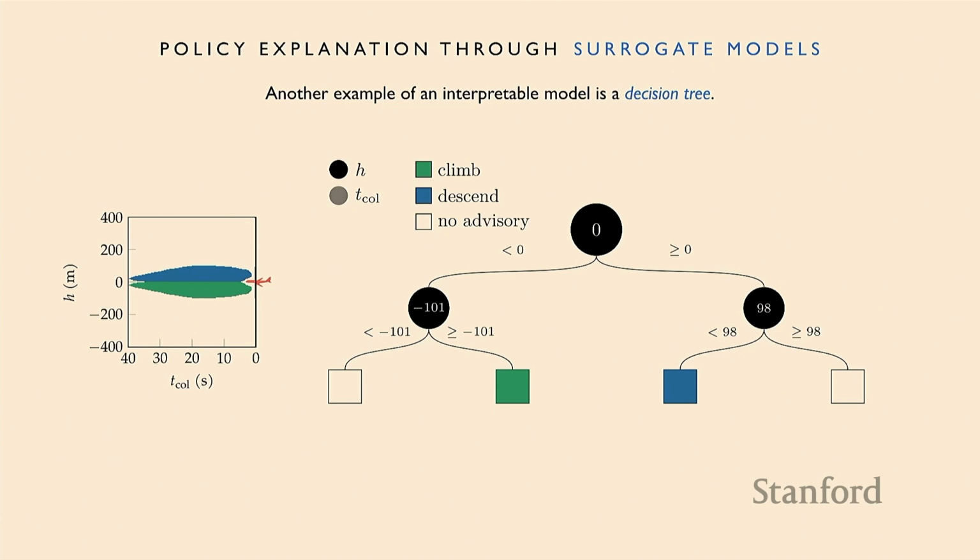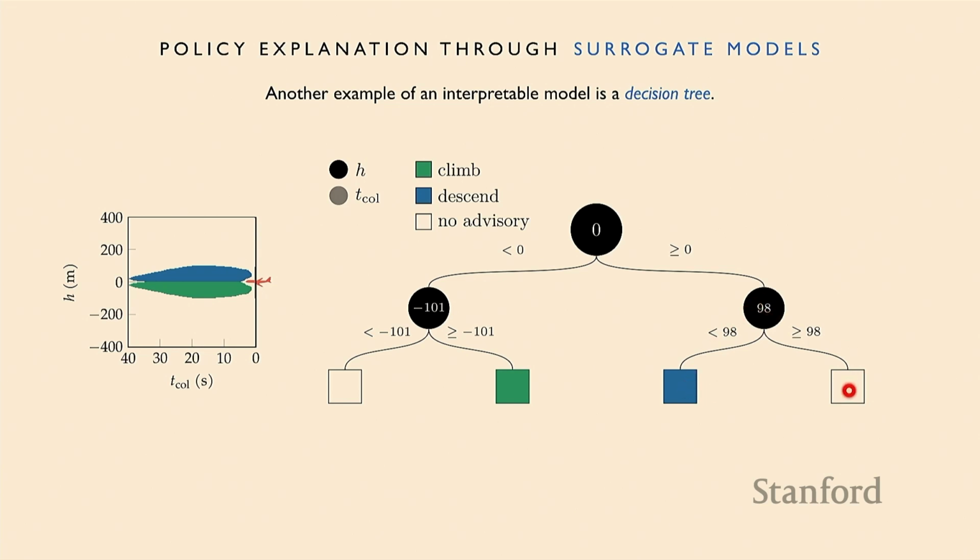Okay, so basically we've trained a decision tree to approximate this policy, and what this decision tree is showing is that all the black nodes indicate a split on the relative altitude dimension, and any gray nodes, which we don't have, would indicate a split on the time to collision dimension. So we're saying, to start, at relative altitude of 0, if our current relative altitude is greater than 0, then we go over here and ask one more question: is our current relative altitude greater than 98?